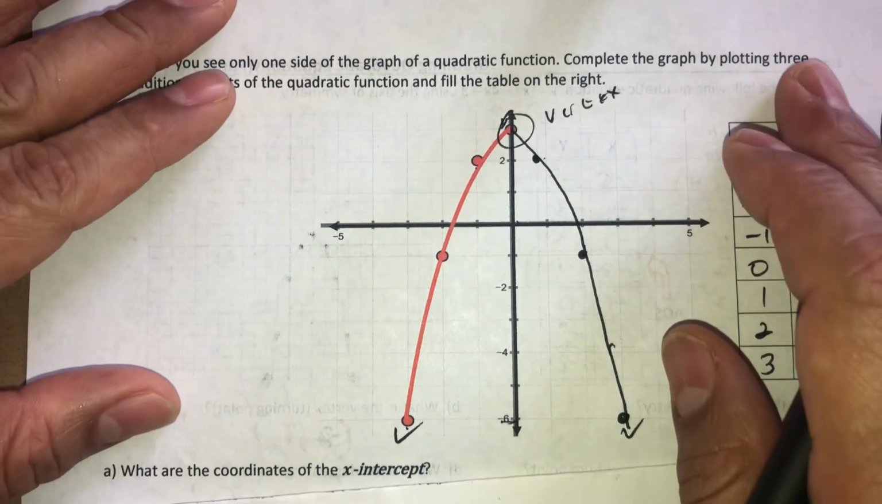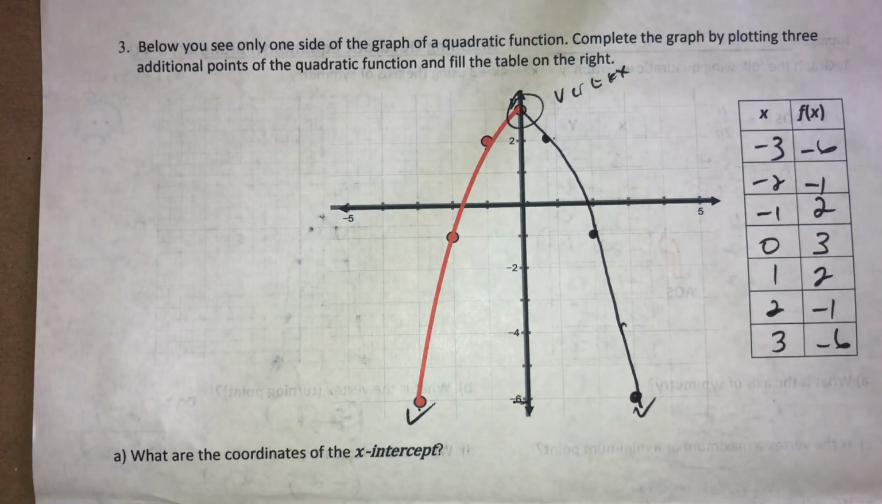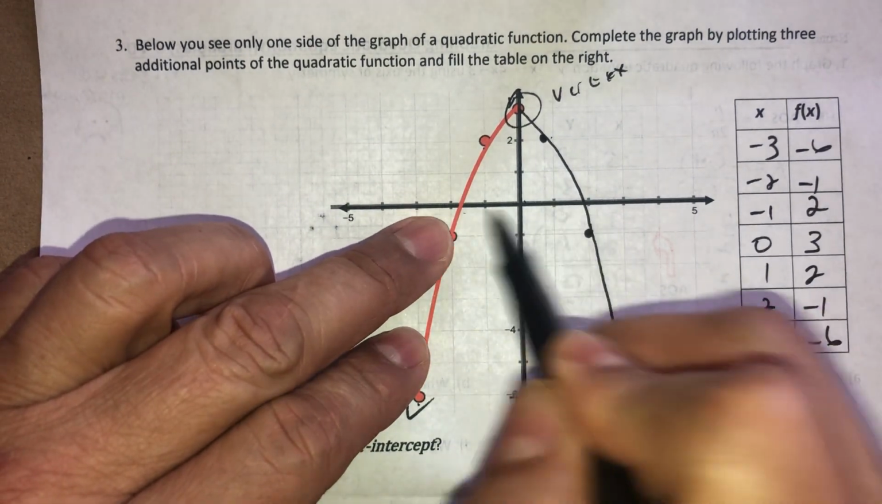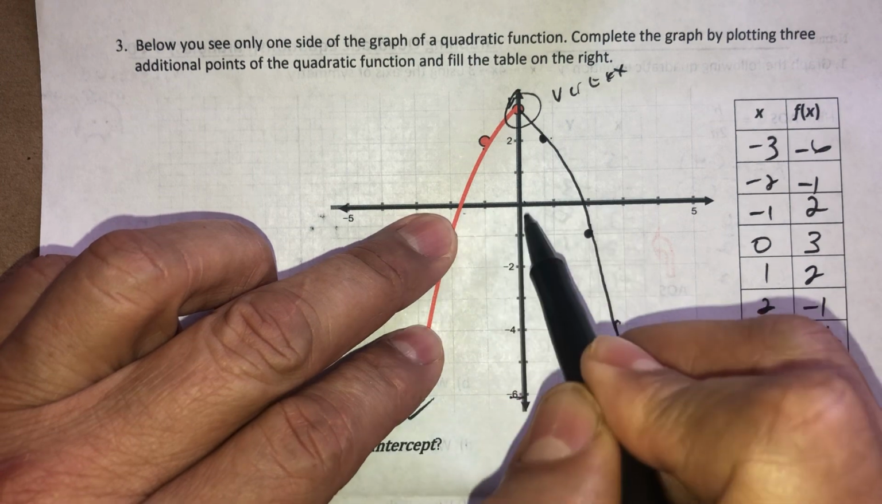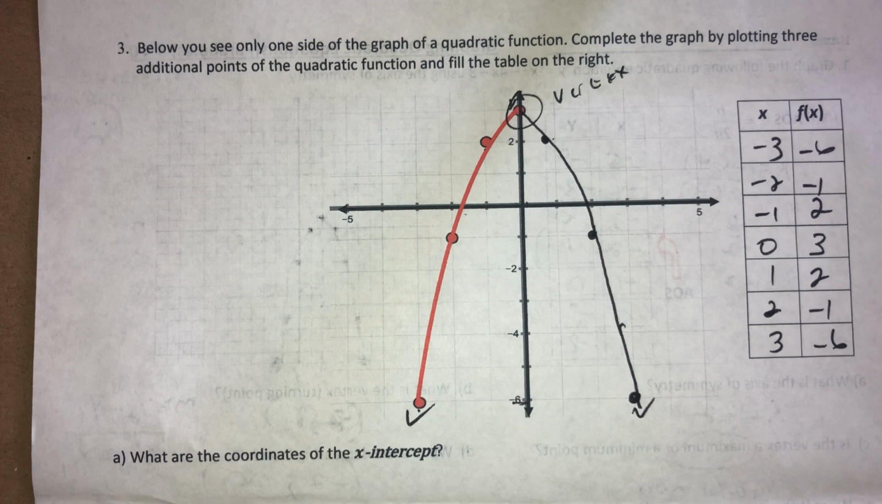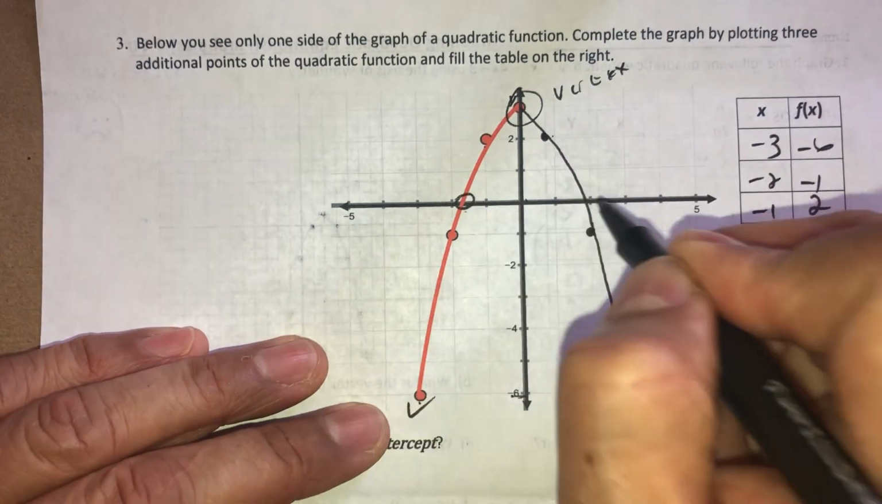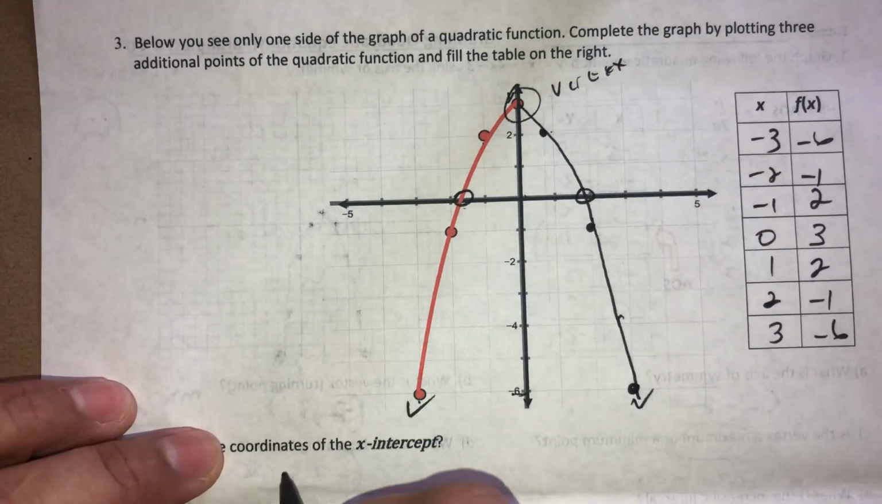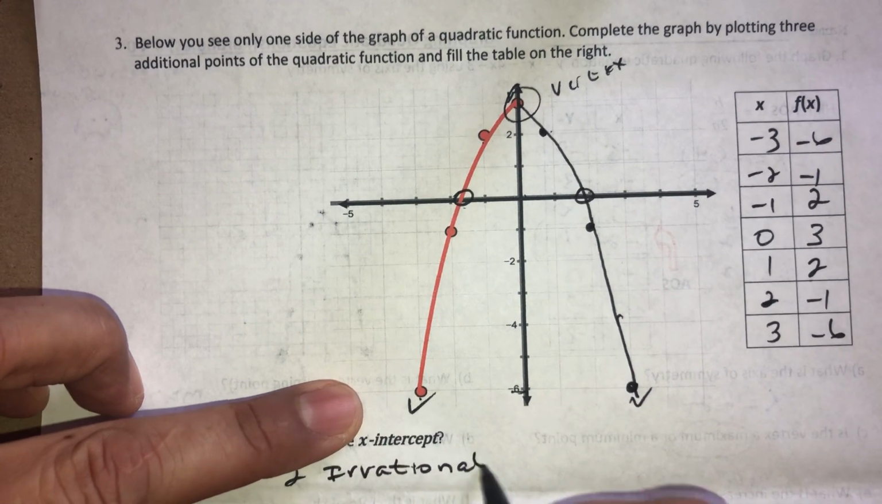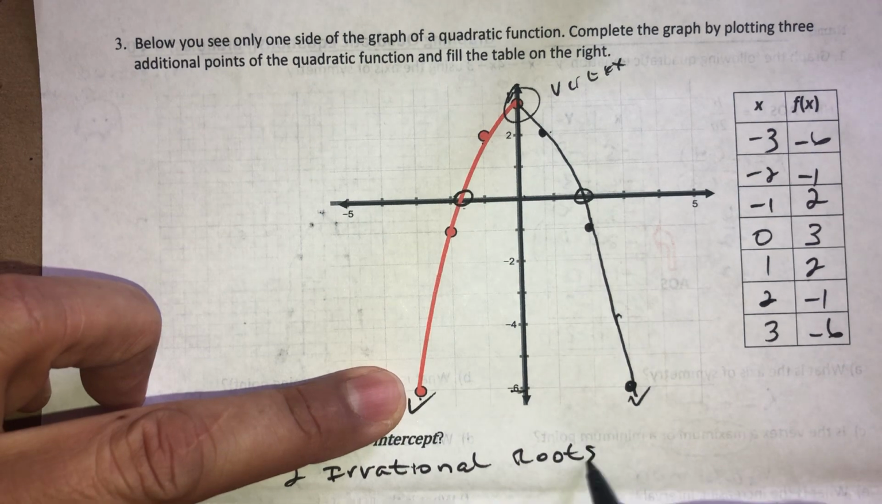Now, you have to answer a few questions. What are the coordinates of the x-intercept? The x-intercepts here, if you notice, guys, they're not whole numbers. They are irrationals. At this point, I'm not going to waste any time on that, because we're going to do it down the road when we write equations. So for here, because these are the roots, the x-intercepts, you put 2 irrational roots.